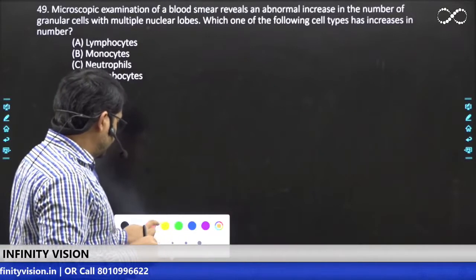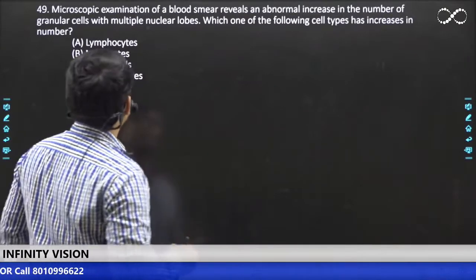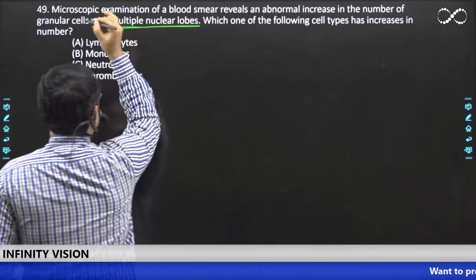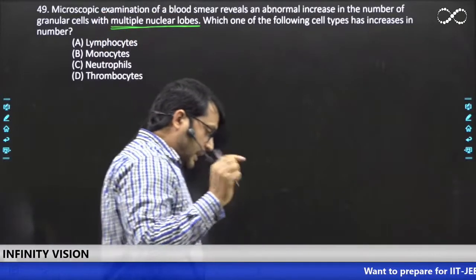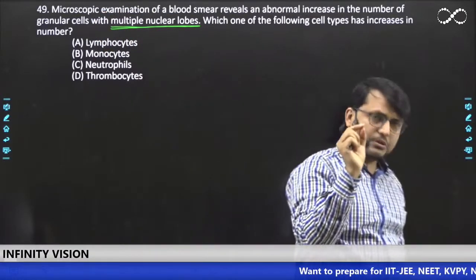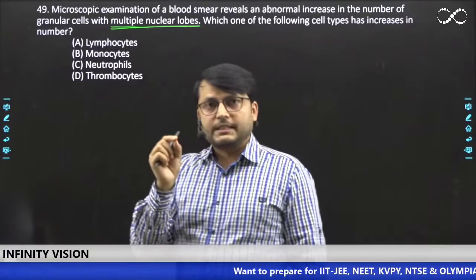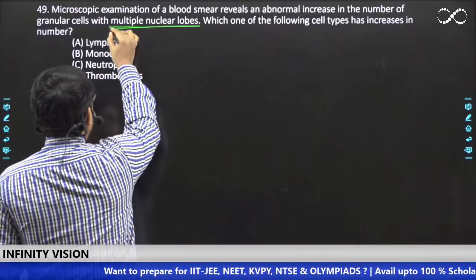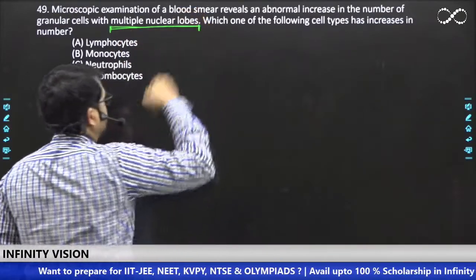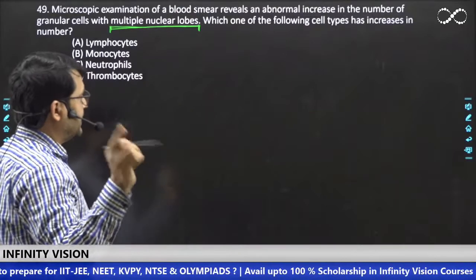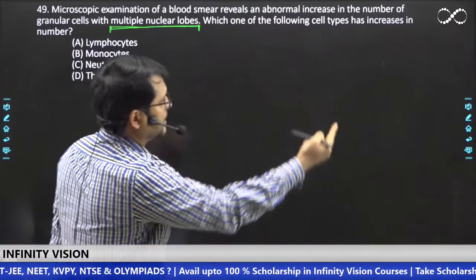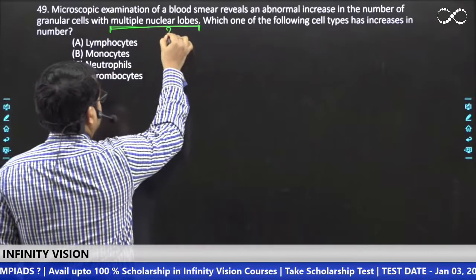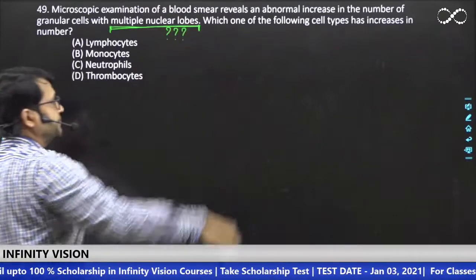The clue here is, see, it is saying with multiple nuclear lobes. This is the clue here. They are talking about the blood smear, the blood cells, but in all those blood cells they are going to talk about a particular cell, and this cell has multiple nuclear lobes, right? And then the question comes, which one of the following cell types has increased in number? So they are actually asking which cell type this is.